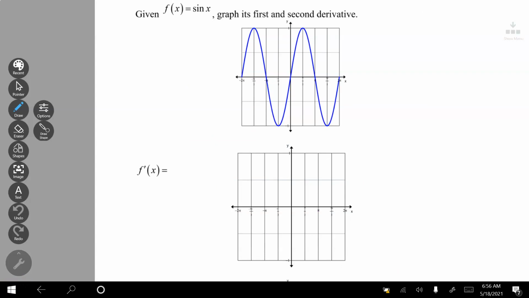So let's try a couple of derivatives of functions we haven't done yet. Let's try sine. So right here in blue is a graph of sine. Starts at 0, 0, goes up to 1, back to 0, down to -1, back to 0, and so on and so forth. It repeats.